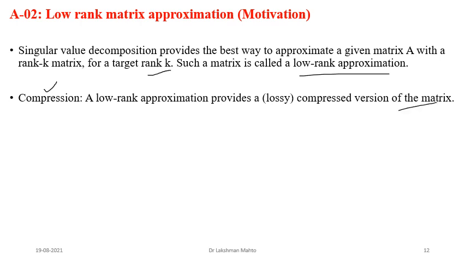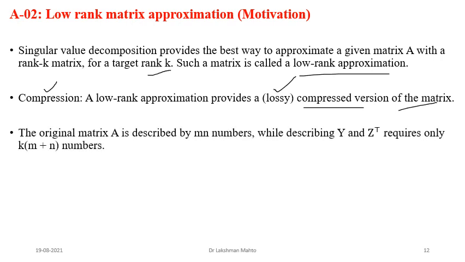Because we have truncated the insignificant singular values, that's why it gives a compressed version. Another name for that is lossy, which means it has lost something. Some insignificant information has been lost by this Lorentz approximation.